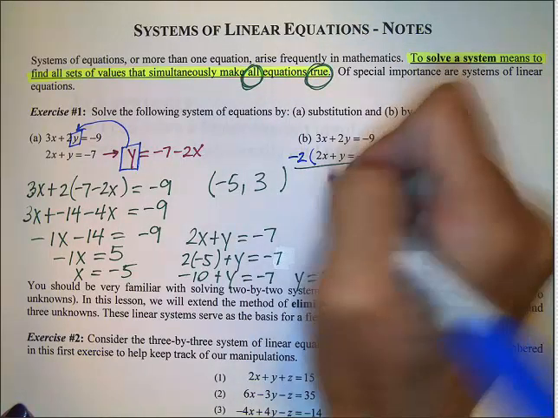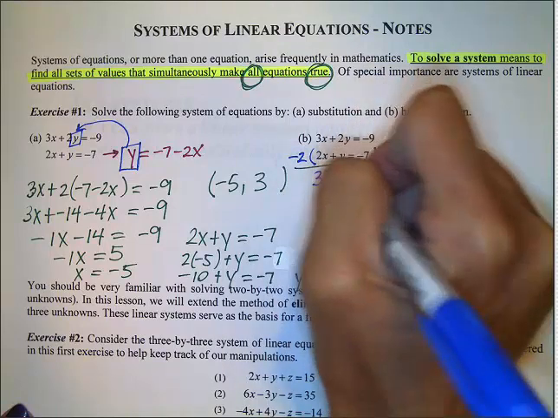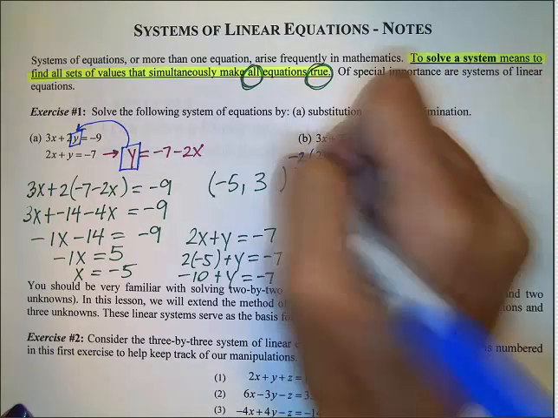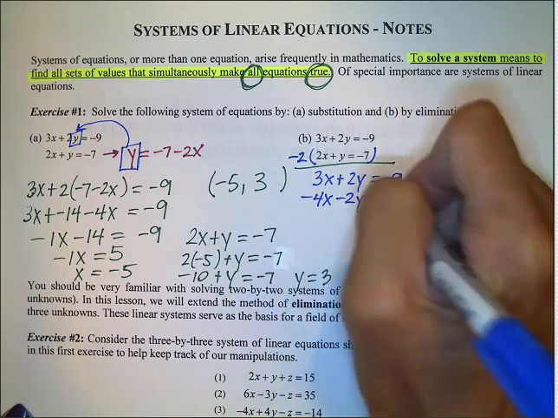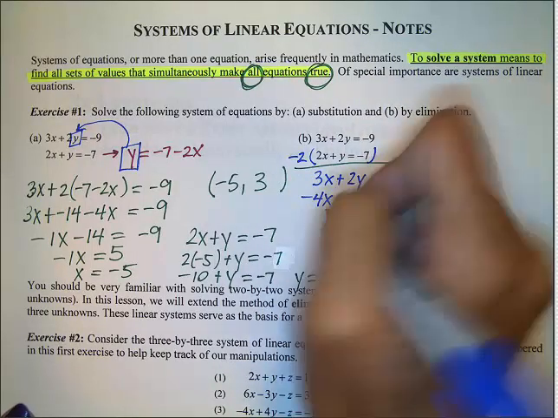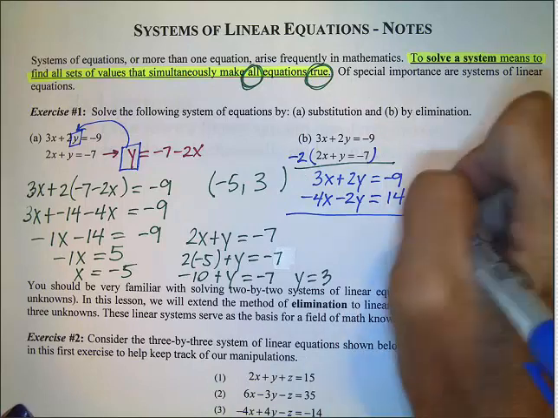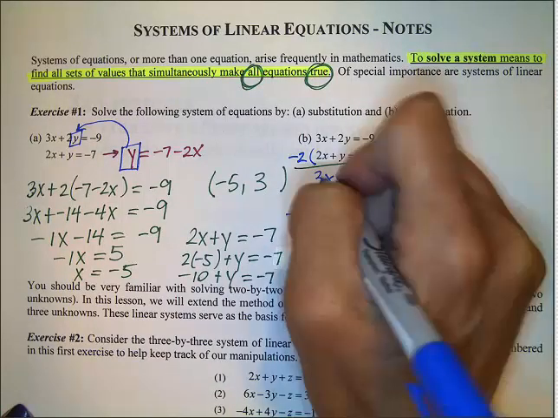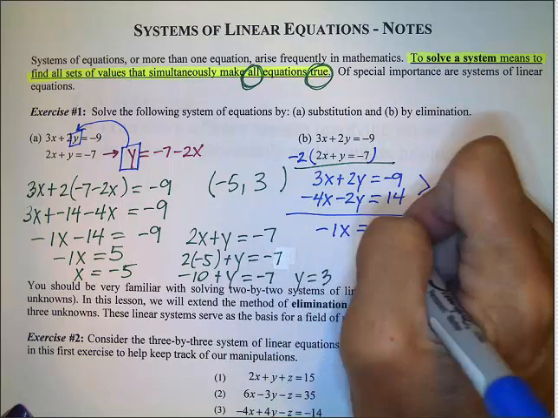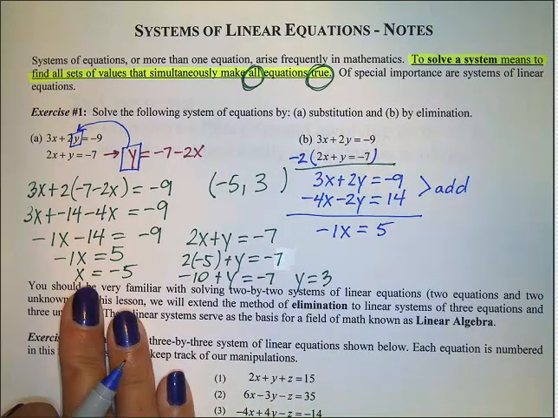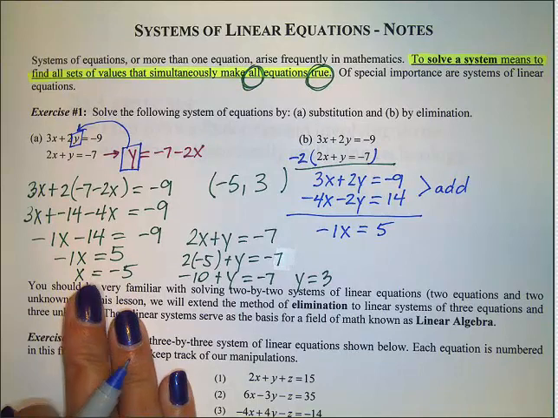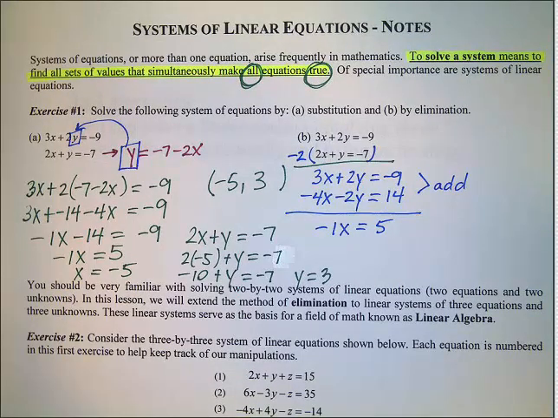The first one stays the same. But look what happens to the second one. -4x minus 2y equals 14. Now when I add these together, I get -1x equals 5. It's just a coincidence that it's the same as over here. So you want to try to, in elimination, add the 2 equations together and have one of the variables drop out.